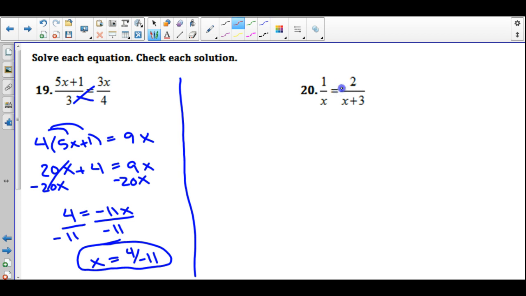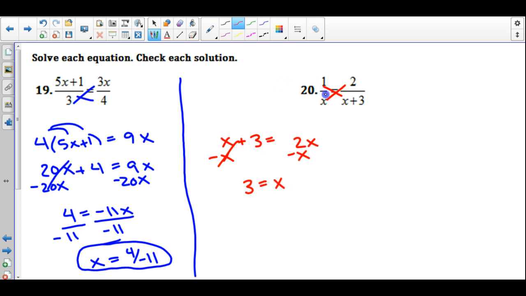For this next one, same thing. Notice that when there's just one term on each side of the equal sign, we are just going to cross multiply. 1 times x plus 3 is just going to give me x plus 3. And then on the right, 2 times x is 2x. Oh, this is easy, okay. So then what I'm going to basically do is just subtract x on both sides. So then I get 3 equals x.